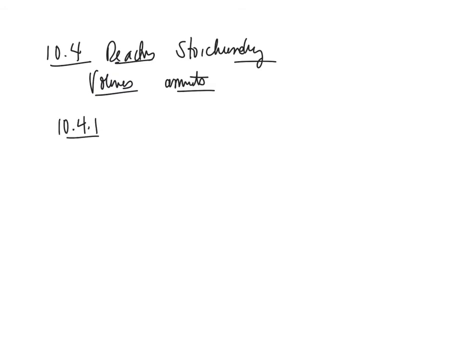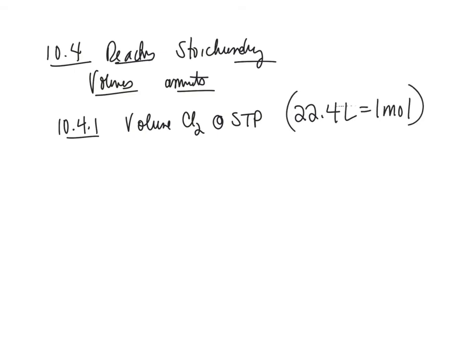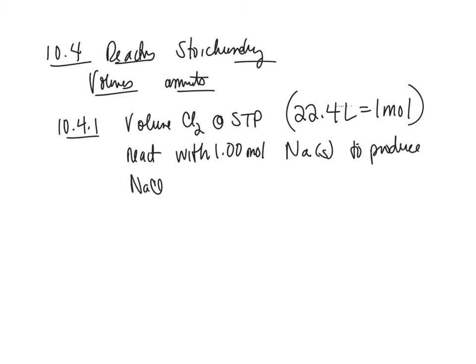10.4.1. Determine the volume of chlorine gas at STP. Whenever I see STP, I'm thinking 22.4 liters equals 1 mole of gas. Okay, that will react with 1.00 mole of sodium solid to produce sodium chloride according to the equation.